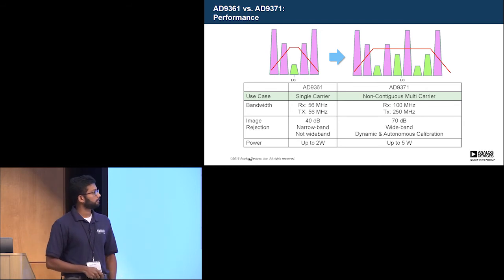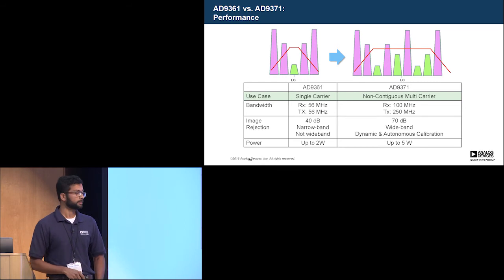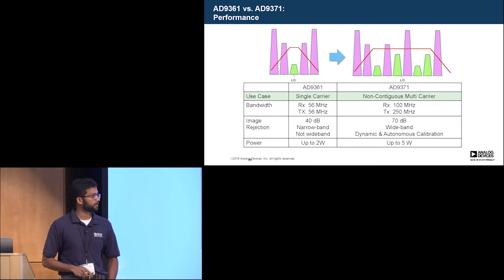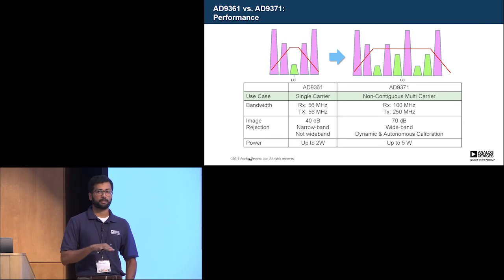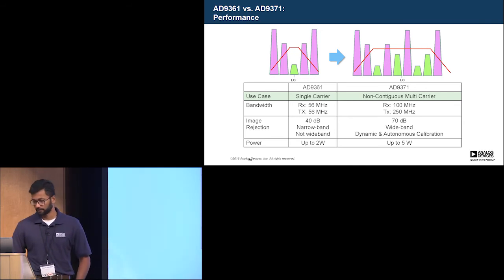Also, 70 dB of image rejection as compared to the 45 dB. And this runs calibrations continuously in the background so that you keep getting the great image rejection as you put signals in and out. That is like this, for example.